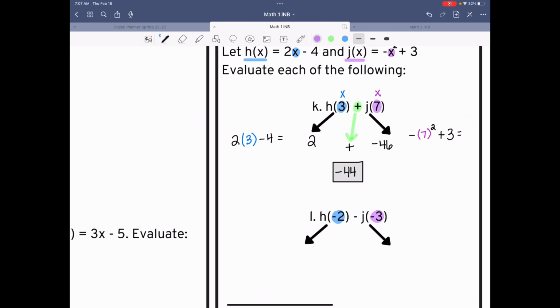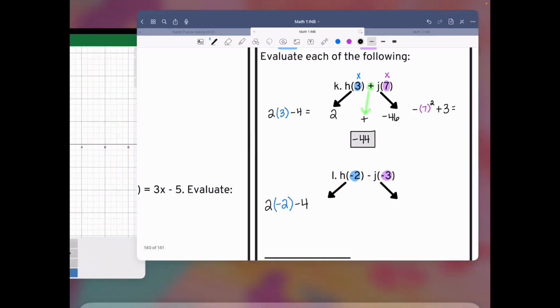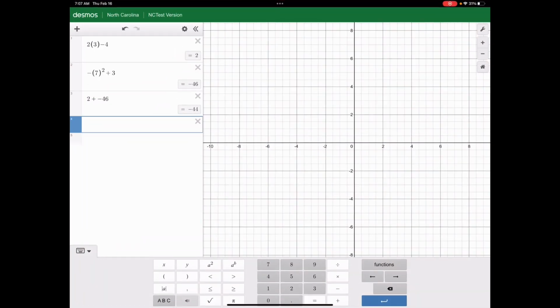All right, so we're going to start with the H one, and we're going to say 2 times negative 2 minus 4. Just like this function right here, that's my H function, and we're plugging in negative 2 in that spot. Now, you can plug this right into Desmos if you want to, so you can say 2 times negative 2 minus 4, and that gives me negative 8.